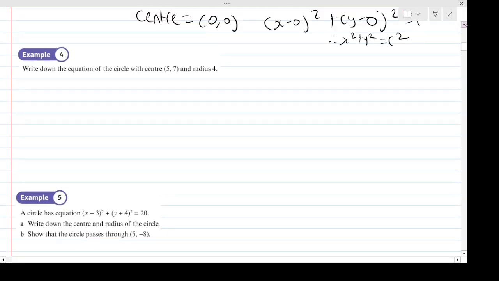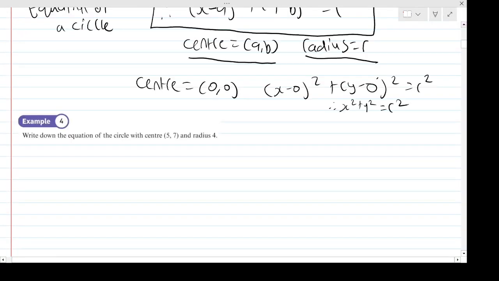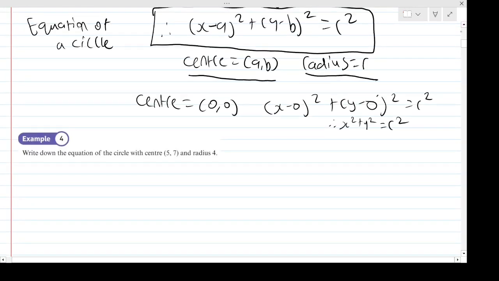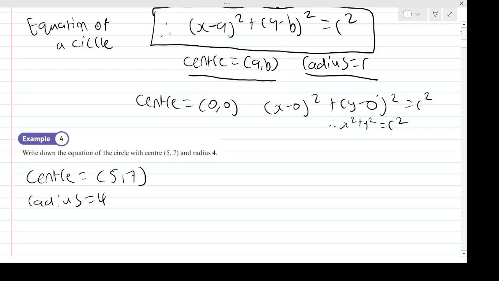Okay, let's have a look at some examples then. So first of all, it said write down the equation of a circle with centre (5, 7) and radius 4. So again, I'm going to make a note. The centre is (5, 7), radius is 4. Therefore, I need to use this equation I need to write down, the one I boxed.